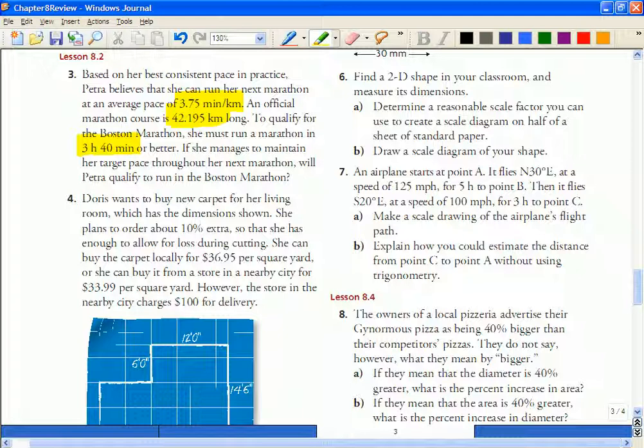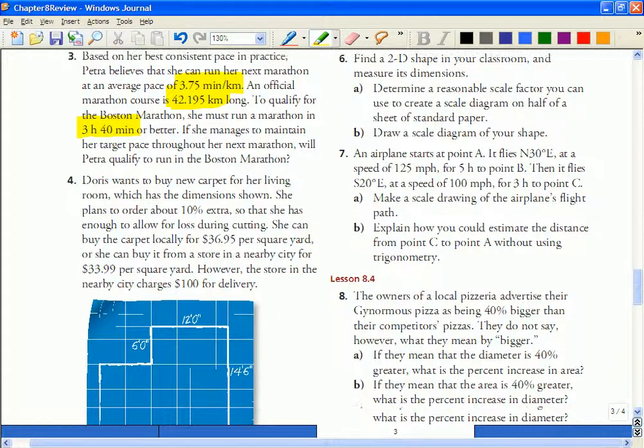So we'll take a look at Doris's carpet. She plans to order 10% extra so that she has enough to allow for cutting. She can buy her carpet for $36.95 per square yard, or she can buy it from a store nearby at $33.99 per square yard. However, the same store charges $100 for delivery. So even though it's cheaper per square yard, she needs to know if it's worth it because there's a delivery fee. So we need to calculate a couple of costs here.